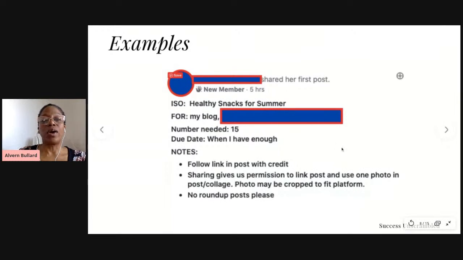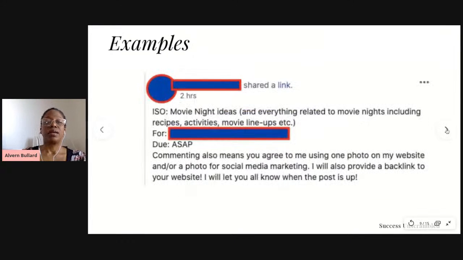So, you would actually be giving them permission to use photos from your website or blog to include in that roundup post as well. Here's another example: in search of movie night ideas, and so on, for the website, due as soon as possible. Commenting also means you agree to using one photo on my website and photo for social media marketing.